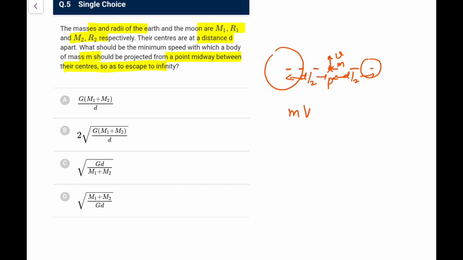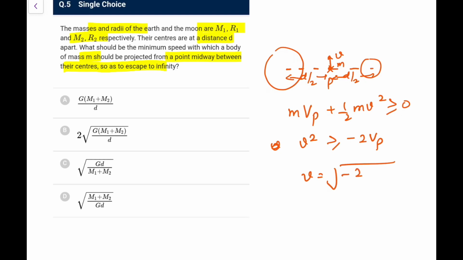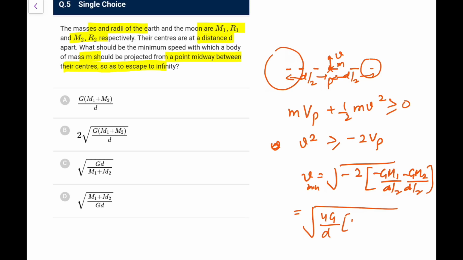Let this point be P. So its potential energy would be m into V at P, plus half m v square. That should be greater than or equal to 0. So in the limiting case, v square should be greater than or equal to minus 2 Vp, or v is equal to root of minus 2 Vp in the minimum case. And Vp would be, due to the first one, minus G m1 upon d by 2, and due to the second one, minus G m2 upon d by 2. So minus minus gets plus. So 4G by d common, it comes out as m1 plus m2 in this case. So going by the options, it would be option B.